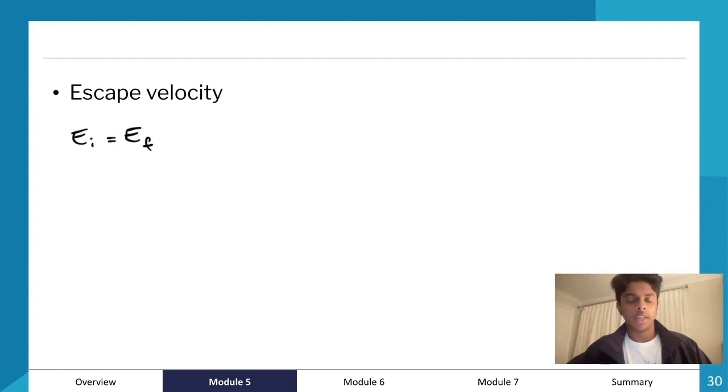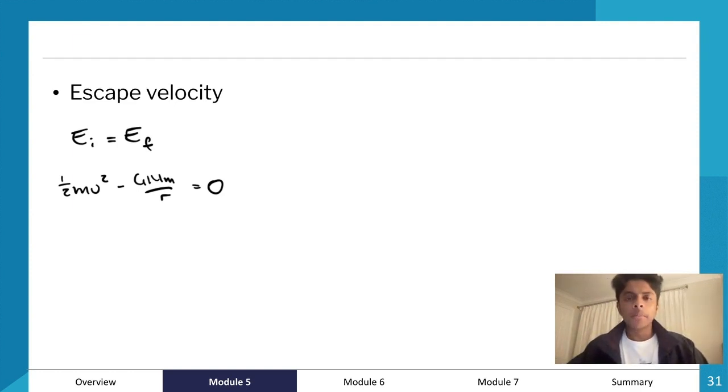So with escape velocity, if we're going to derive the equation, we can let energy initial equal energy final, because there's conservation of energy. So we'll break it down. We have initial gravitational potential and initial kinetic, so U plus K, and final gravitational potential and final kinetic. Let's think about what escape velocity means. Escape velocity is the minimum velocity required for an object to escape the gravitational field of the thing that it's trapped in.